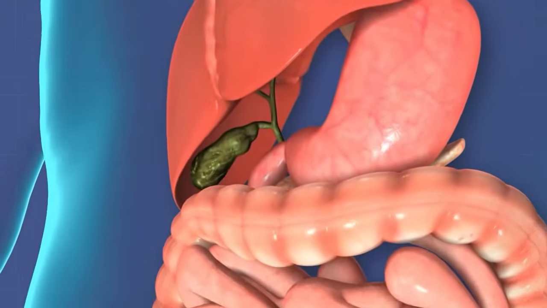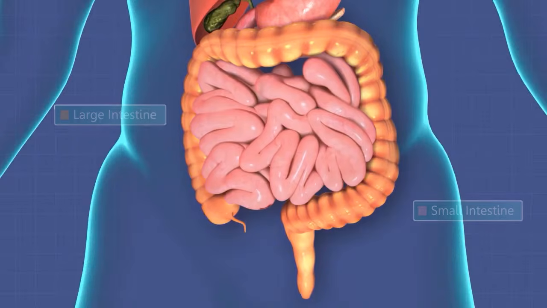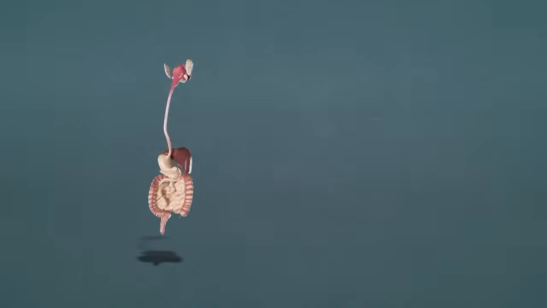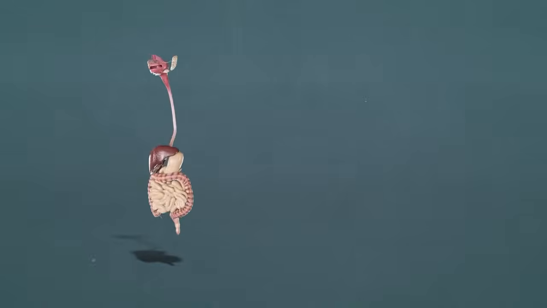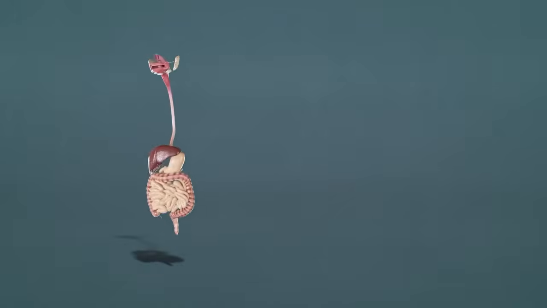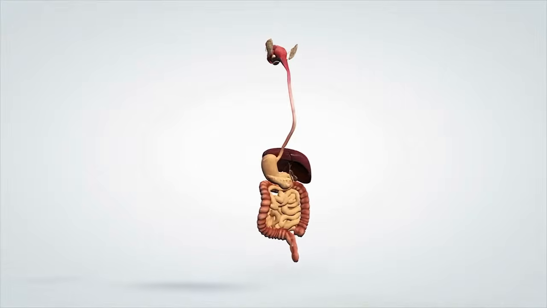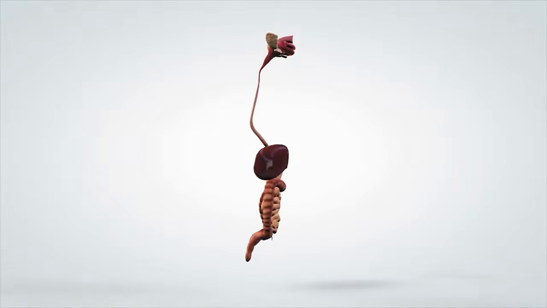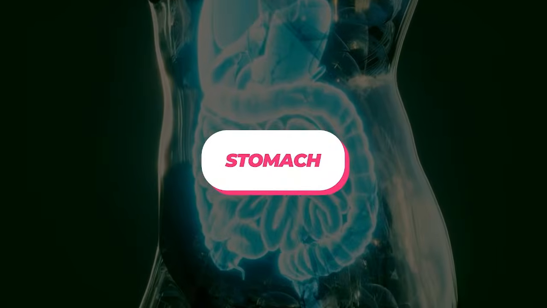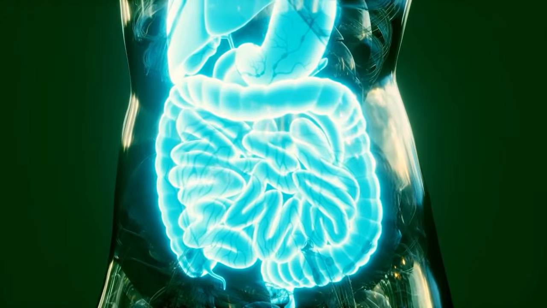The esophagus also has a ring-like muscle at the top, known as the upper esophageal sphincter, which helps to keep food and stomach acid from flowing back into the esophagus. This muscle relaxes to allow food to pass through and then tightens to prevent the backflow of stomach contents. The esophagus also has a lower esophageal sphincter, which is located at the bottom and separates the esophagus from the stomach. Stomach. The stomach is a muscular sac that plays a crucial role in the digestion of food.